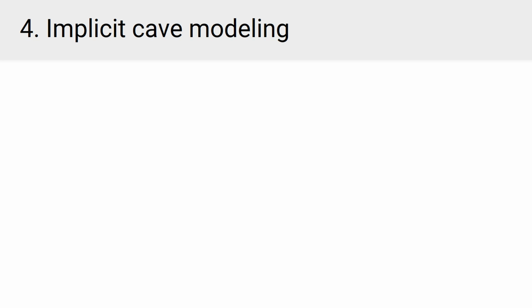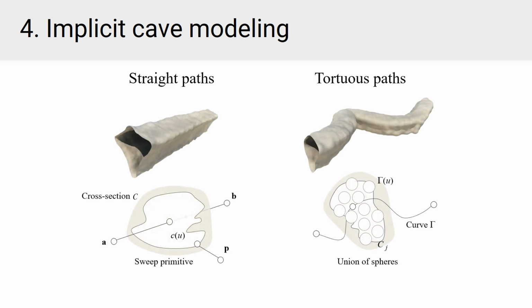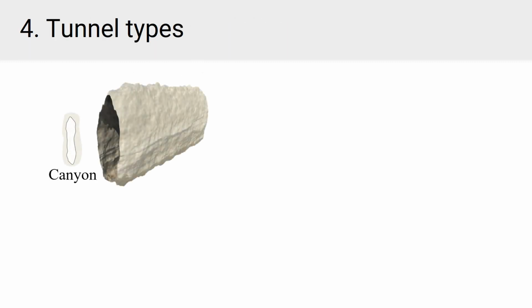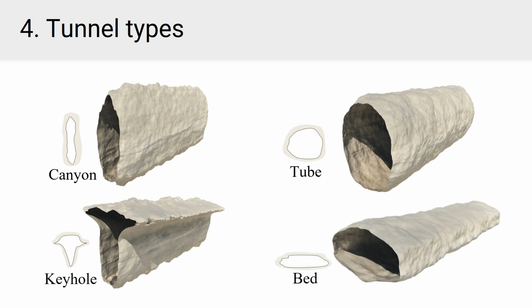Depending on their tortuosity, tunnels are either modeled as sweep primitives from generic cross-sections, or as unions of spheres. This scheme guarantees that the resulting signed distance function is continuous and one Lipschitz. Our method allows us to reproduce a wide variety of tunnels with different cross-sections as identified in geology.